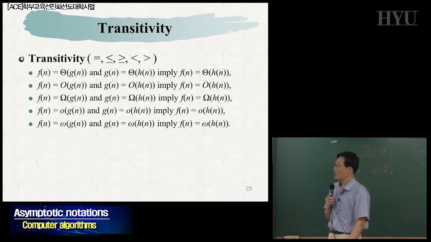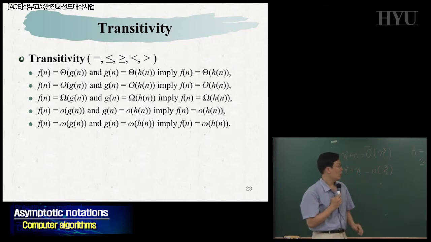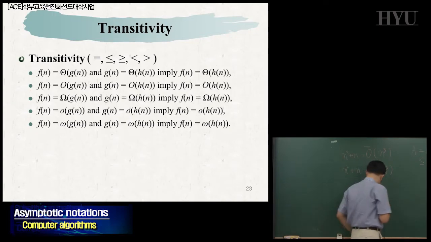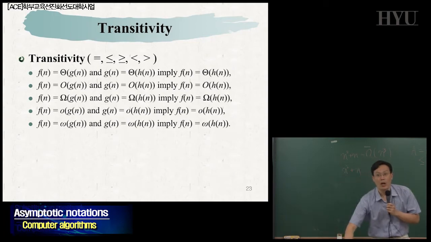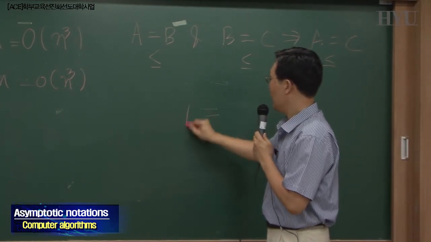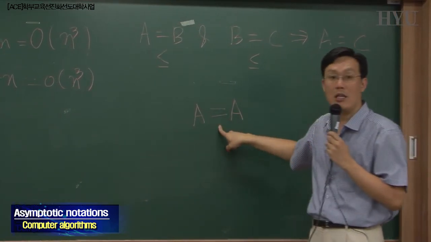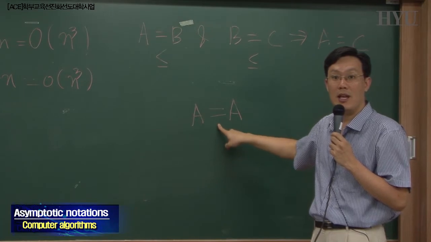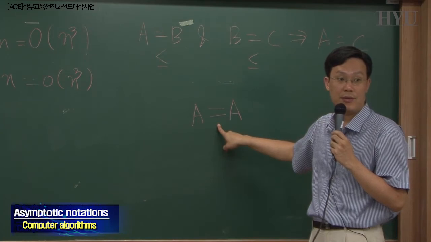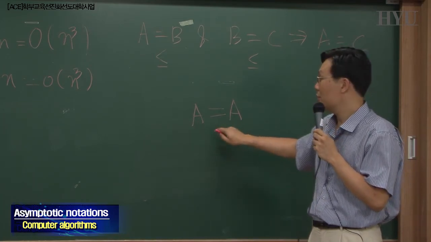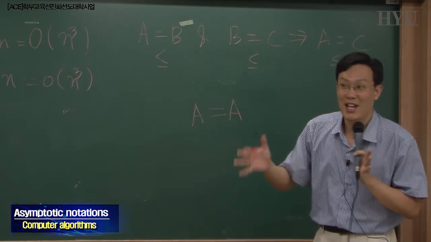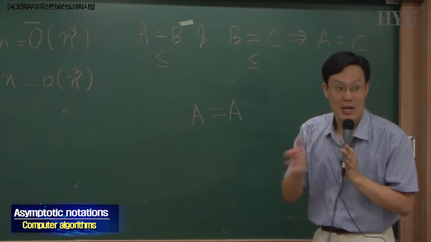Then let's move on to reflexivity. What is reflexivity? It means that for an operator, you know that A equals A. Then this equality is called reflexive. So you can put the same operands on both sides. Then the operator is called reflexive.